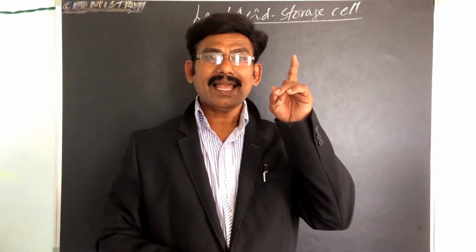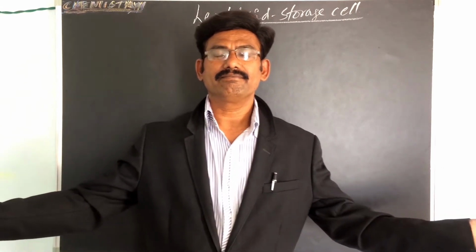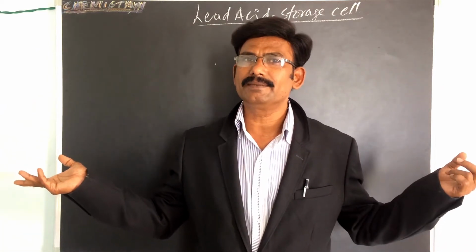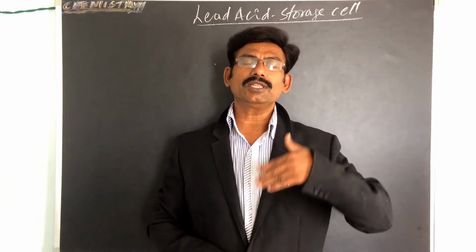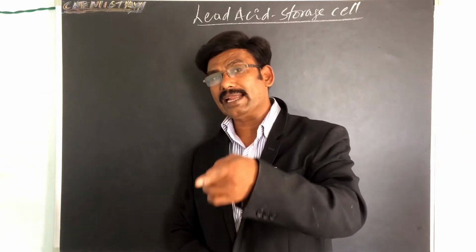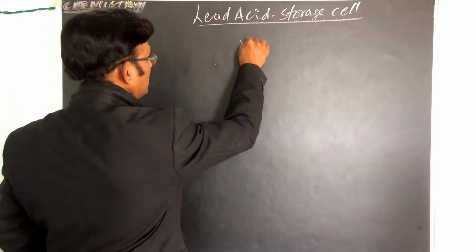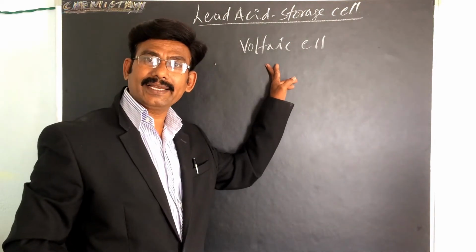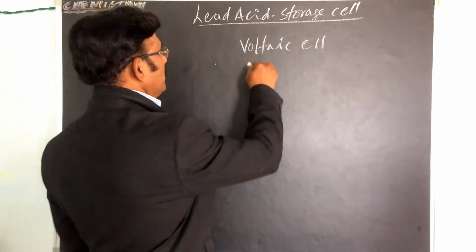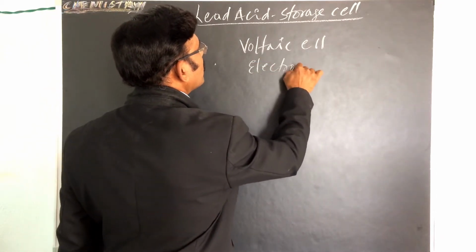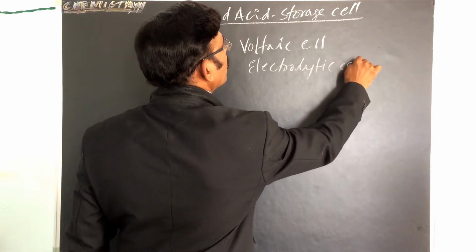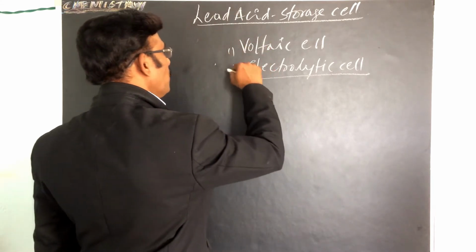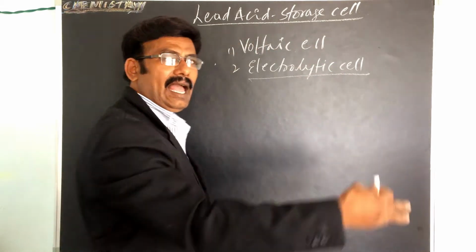Now, what is a lead acid storage cell? A lead acid storage cell is a secondary battery. That is the one point we can write. And it can operate both as a voltaic cell and as an electrolytic cell. Lead acid acts as both a voltaic cell as well as an electrolytic cell.